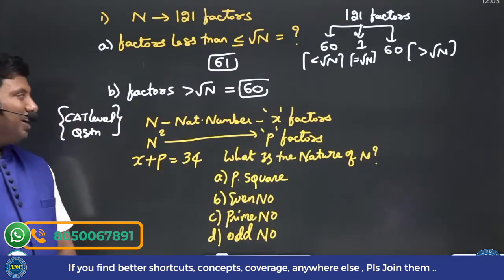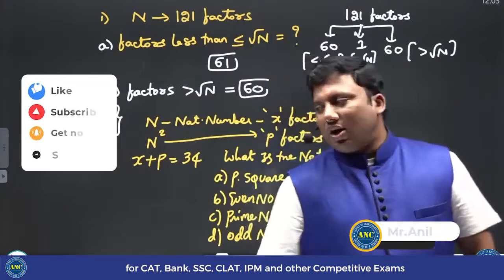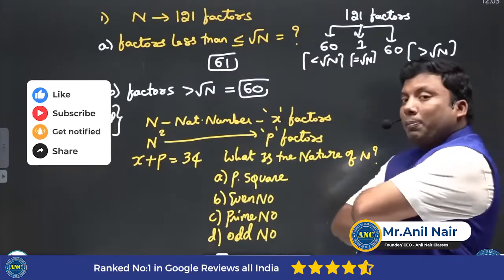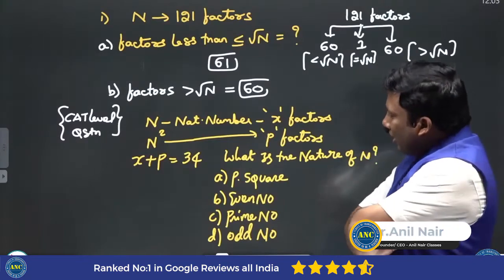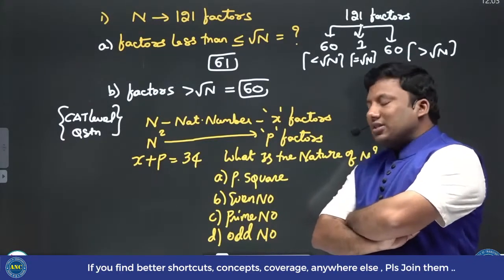First read the question. There is a natural number n. n has got x factors. Square that number, I got p factors. X plus p is equivalent to 34. What is the nature of n?